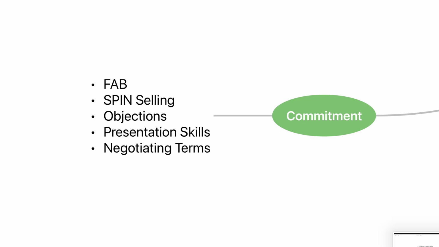Then comes C, commitment. This sounds like the action phase. It is. This is where the rubber meets the road. Commitment is all about actually securing the customer's agreement. This involves professional sales presentations, skillfully handling any objections that come up, negotiating the final terms, and basically ensuring every interaction builds confidence and moves the process forward.